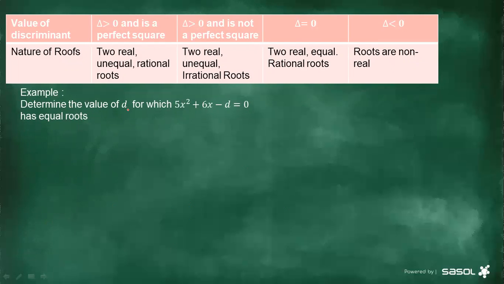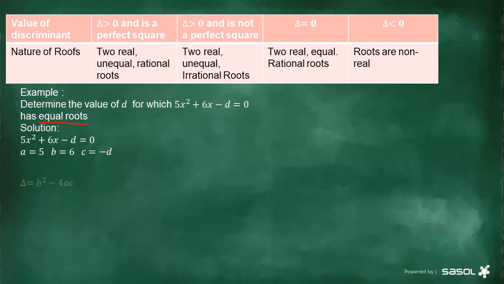Determine the value of d for which 5x squared plus 6x minus d equals 0 has equal roots. In this case we'll be calculating the value of d. It's already in the standard form. The value of a is 5, the value of b is 6, and the value of c is negative d.